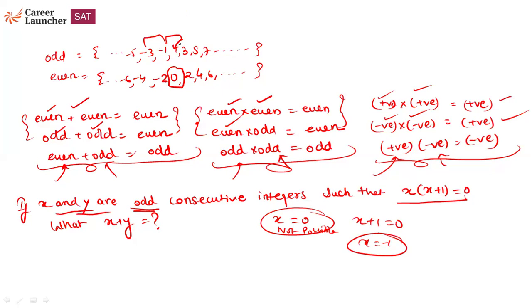Okay. Now minus 1 and 1. So if x is equal to minus 1, y can either be 1 or minus 3. So the sum can either be minus 1 plus 1, which is 0, or minus 1 minus 3, which is minus 4. Clear? Yes or no?